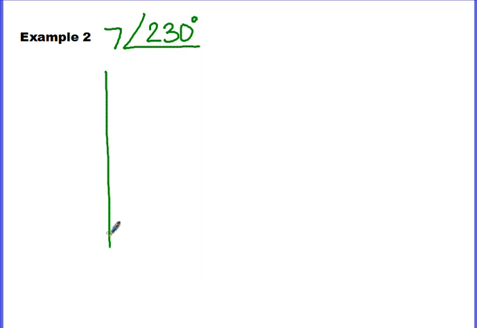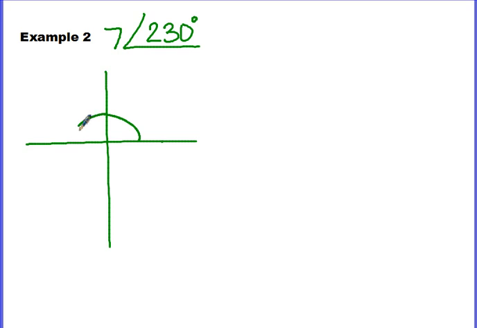We know that we're going to have a coordinate plane. We want to start with our angle first. Always start with the angle. I have a 230-degree angle. It starts from the positive x, and I'm going to go to 230. Now from this axis to this axis is 90.